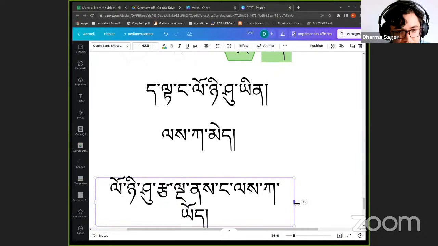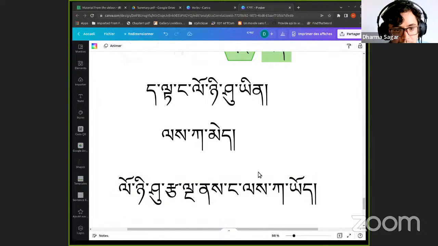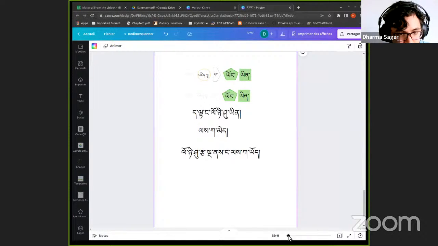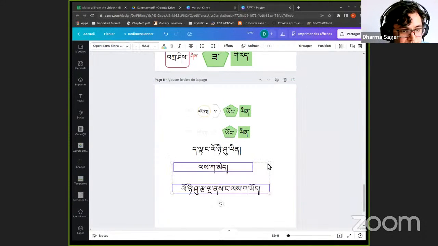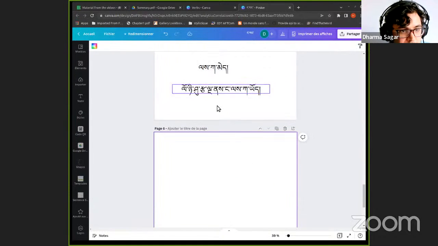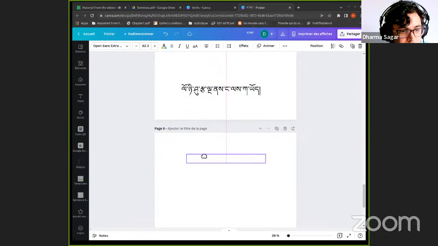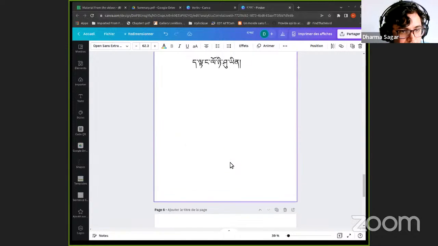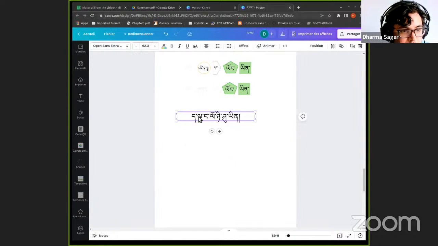Okay, so that makes 3 sentences, not 1. So let's first have a look at the first one. Na lo nishu yin. So let's put them in the next page for later. So here, this one here. Tanda.